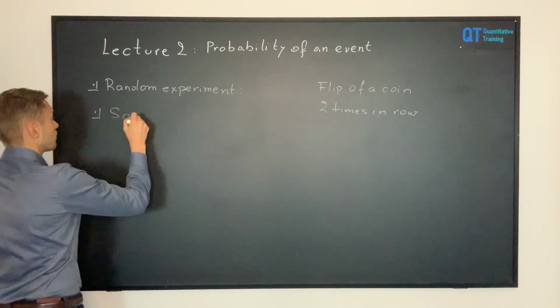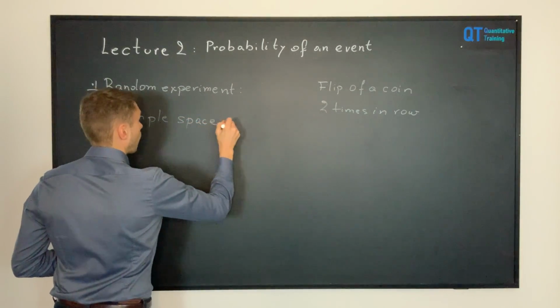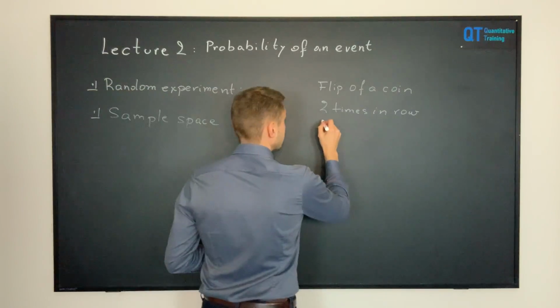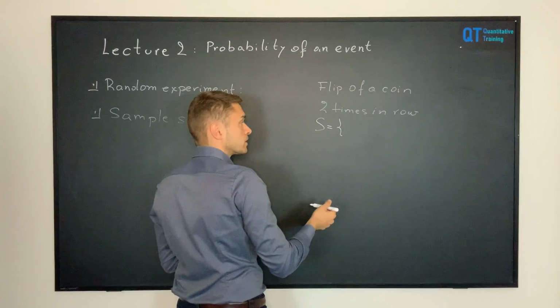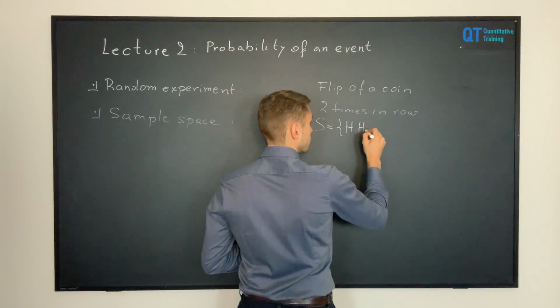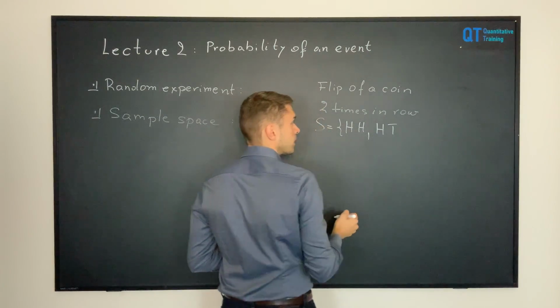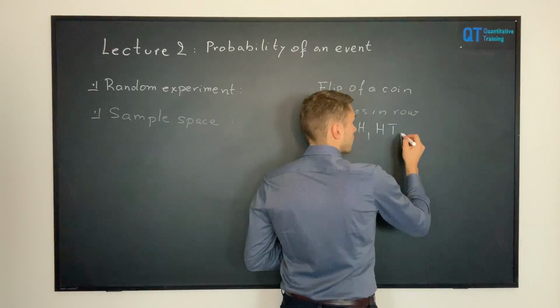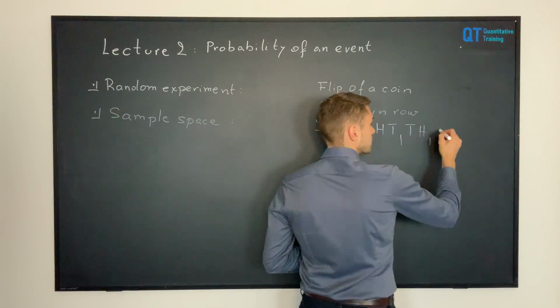Sample space, let's call it S for sample space. It can be either first time heads and second time heads, so 2 times heads, first time heads, second flip tails, first flip tails and second heads, or 2 times tails in a row.